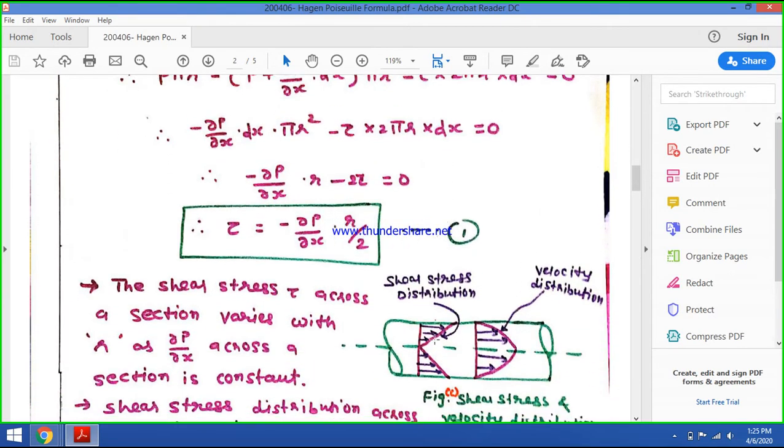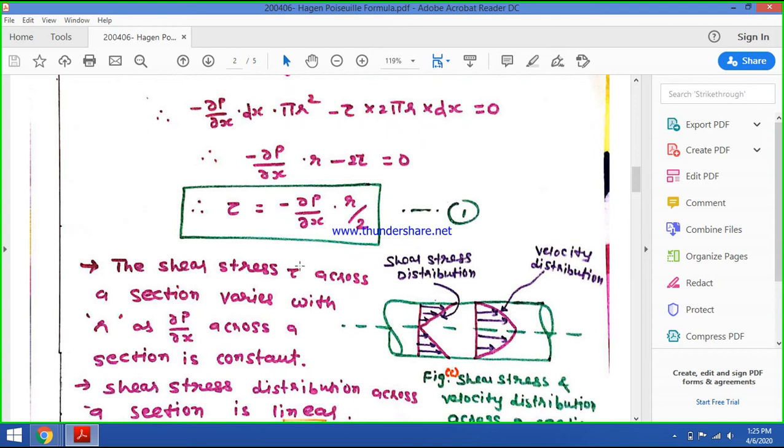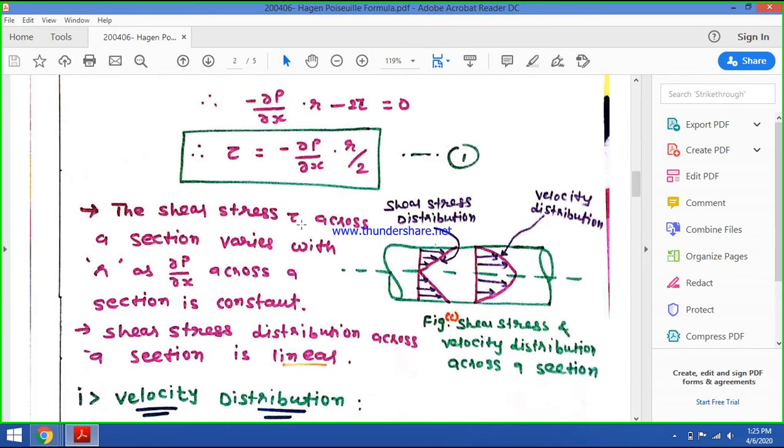Now from the equation itself we can identify that the shear stress tau across a section varies with radius r. As del P by del x is nothing but the drop of pressure in the x direction, it is constant across the section. So the shear stress distribution across the section is linear. According to this diagram you can identify the shear stress distribution in a linear direction.